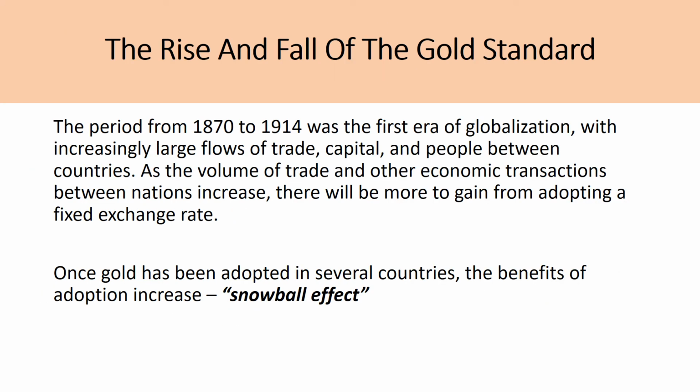So talking about the gold standard, which we introduced at the beginning of this video, the period from 1870 to 1914 was the first era of globalization, with increasingly large flows of trade, capital, and people between countries. As the volume of trade and other economic transactions between nations increased, there was more to gain from adopting a fixed exchange rate. Once gold has been adopted in several countries, the benefits of adoption increase, and that's referred to as the snowball effect.